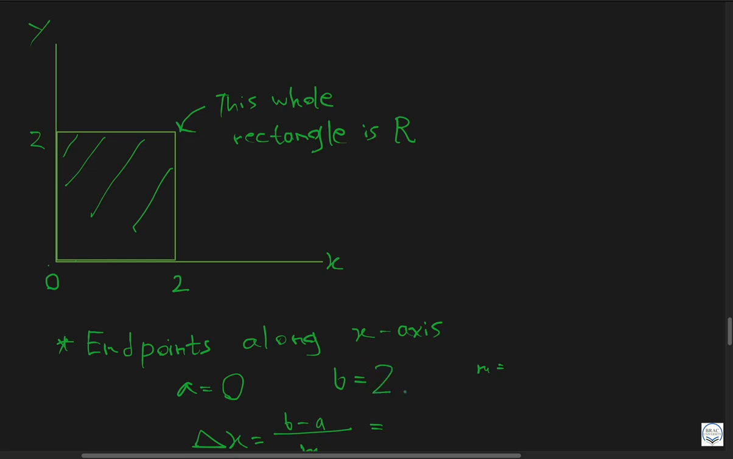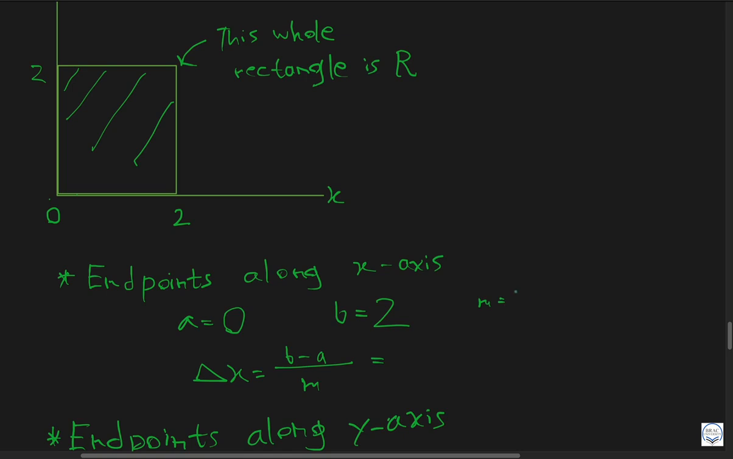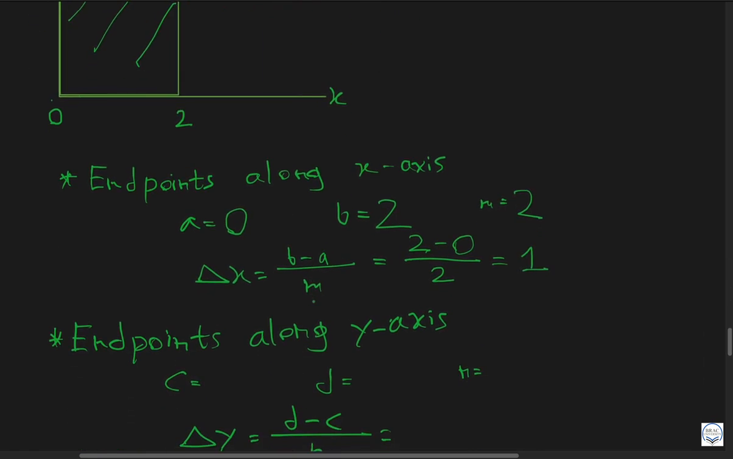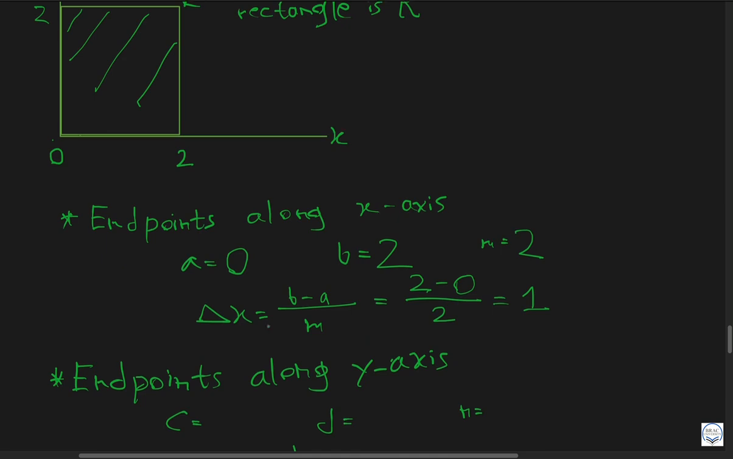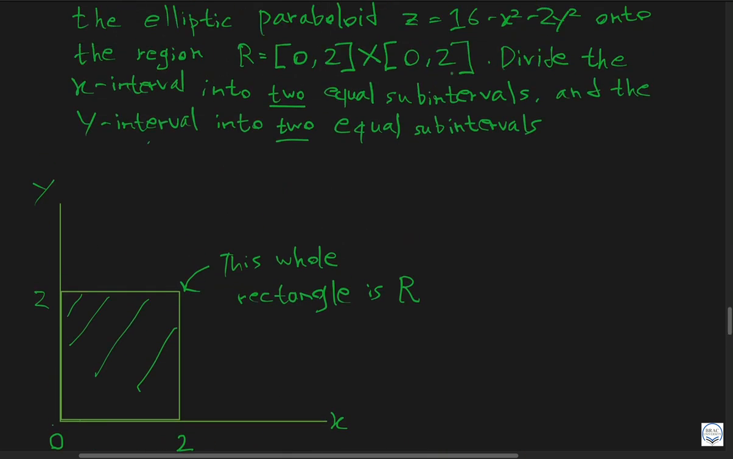Now we will focus on the x-axis. The x interval starts from x equals 0, so the first point is a equals 0. Similarly, the x interval ends at 2, so b equals 2. And the number of divisions is given in the question as 2 equal subintervals, so we will have m equals 2. That means delta x equals (b minus a) divided by m. b is 2, a is 0, m is 2. This means delta x is equal to 1.